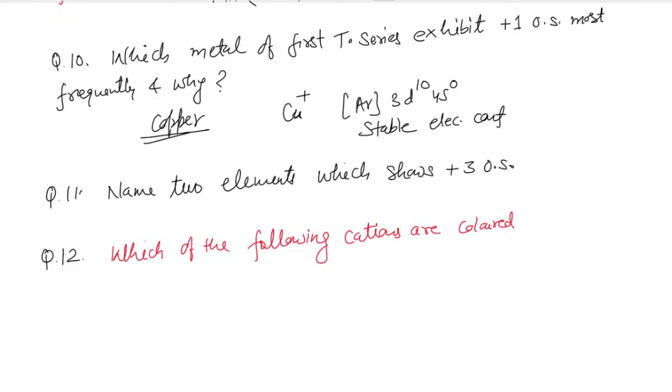Which of the following cations are colored? You will answer the previous one first. Name two elements which show +3 oxidation state only. Chromium? No, beta. Wrong answer. Chromium can show +6 as well. Iron can show +2 as well as +3. Europium? No, beta. It can show +2, +3.